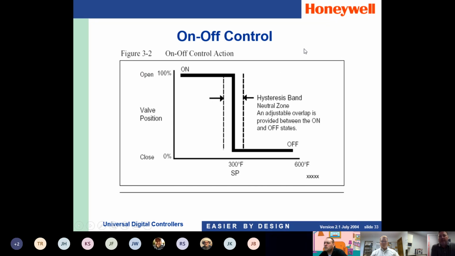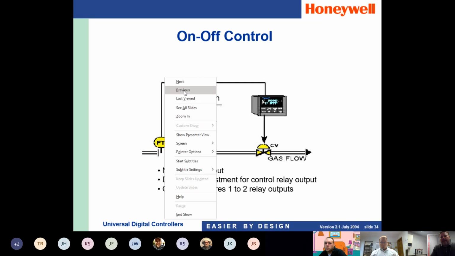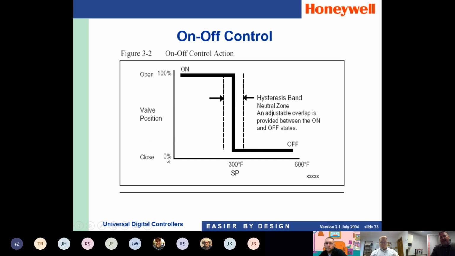If we looked at the on-off control in a graph scenario, on the very bottom here, we have our process variable range. In this case, we have 0 to 600 degrees. On the left-hand side, we have a 0 to 100% controller action. If our set point was 300 degrees on an on-off control system, we would build into the controller a little bit of hysteresis above and below that 300 degrees so that our relay is not chattering on and off. Let's say in this case, we had a 10% hysteresis band above and below set point.